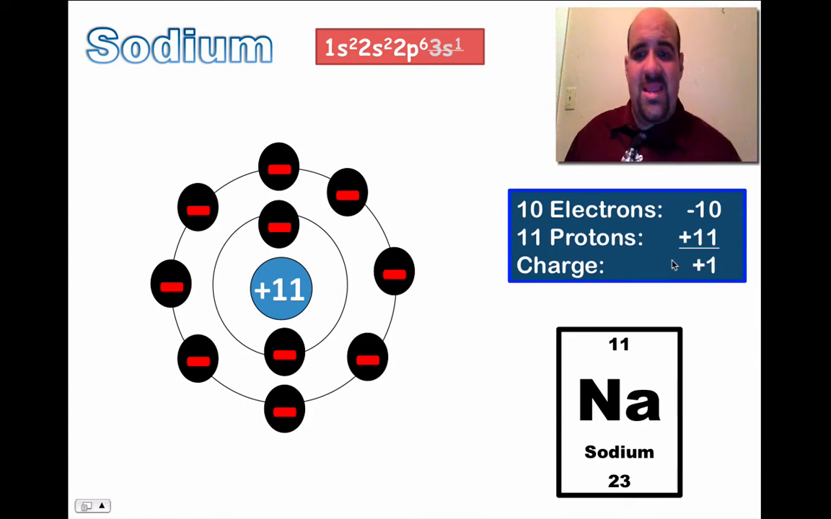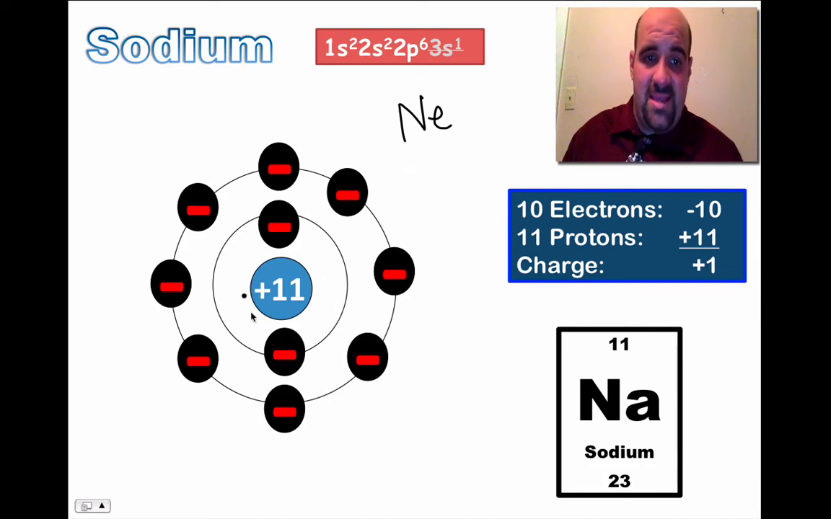Sodium will lose an electron. And once it does lose that electron, it's going to be exactly like neon, as we're going to see. Neon has 10 protons, 10 electrons. Neon's going to have the exact same electron configuration, the exact same setup. This is the electron configuration for neon now, as we're going to see in the next slide.